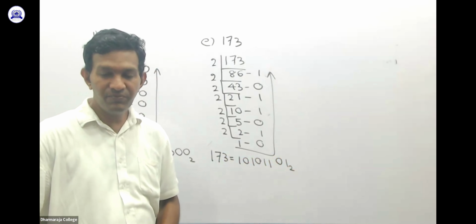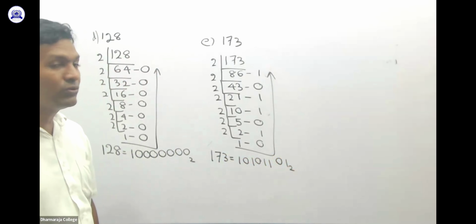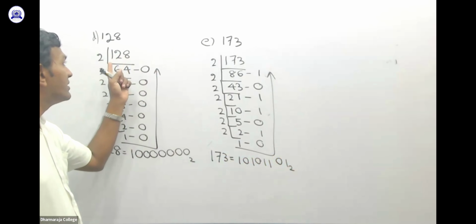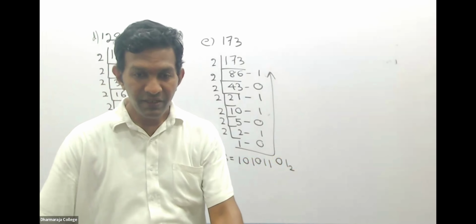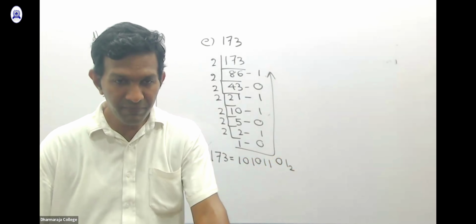Right, so that's the last of the conversion, decimal to binary. Right. See the next one, the activity.